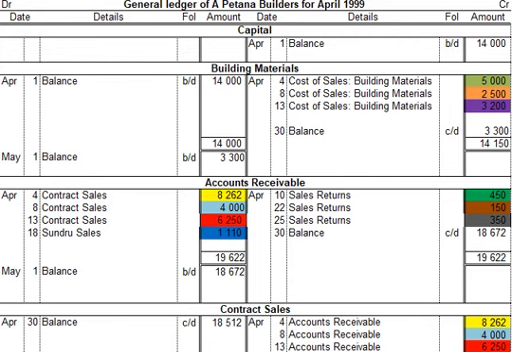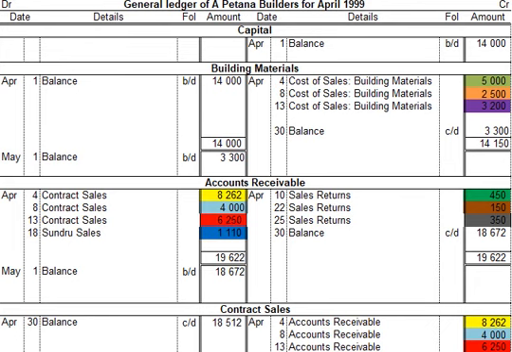Okay, so let's see what the question wants from us. I say we must record the following transactions for April 1999 in the books of Patana Builders. I want to show you that there's two opening balances, so you'll see those first two bullets on page 202, exercise 8.14. There's an opening balance for capital of 14,000, and there's also an opening balance for building materials at 14,000.